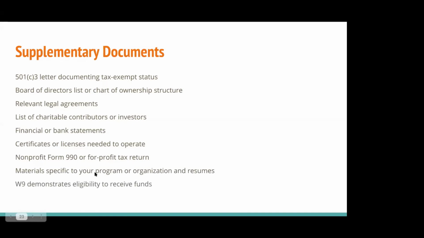Nonprofits oftentimes have to submit what's called a 990, and that's the nonprofit version of a tax return. And for businesses, they might also ask to see your tax returns too. And sometimes they'll ask for materials specific to your program, your organization, your business, resumes for key people. They might ask for that. Sometimes they'll ask for a W-9, which establishes your eligibility to actually receive funds from the funder.